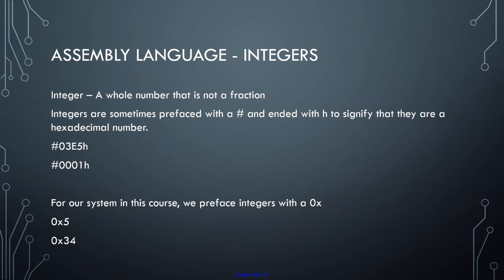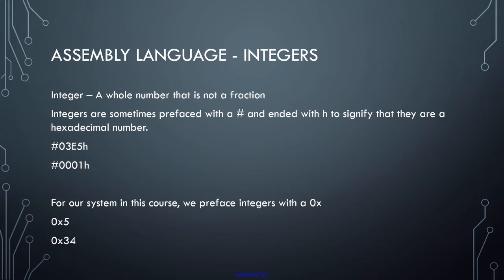The first is that integers can be prefaced with a number sign, or maybe you're familiar with this as a hashtag symbol, and then we would end with an H if they were a hexadecimal number, or with a B if they were in binary. And you see here, I have a few numbers. I have the number 03E5, that hexadecimal number, and then I have the number 1, which is of course the same in binary, hexadecimal and decimal. So I have these written for a specific system.